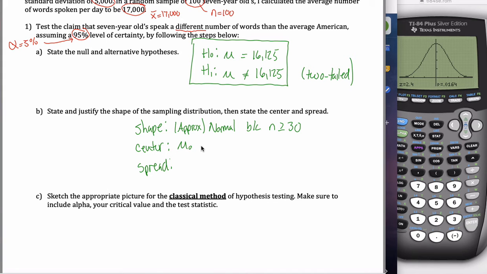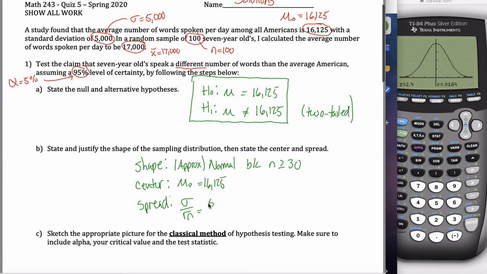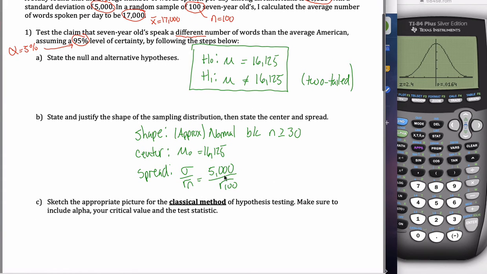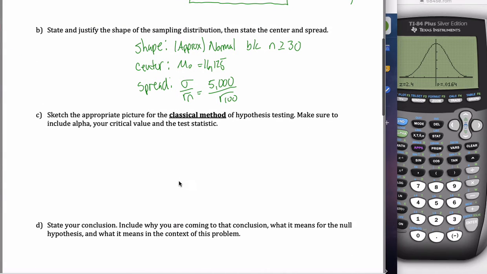The center is just the value of mu naught given to you in the problem, in this case 16,125. And the spread is sigma divided by the square root of n. Both things given to you in the problem, in this case 5,000 divided by the square root of 100. In this case, that works out really nice. That's just the number 500. You can calculate it if you want. I don't need you to.